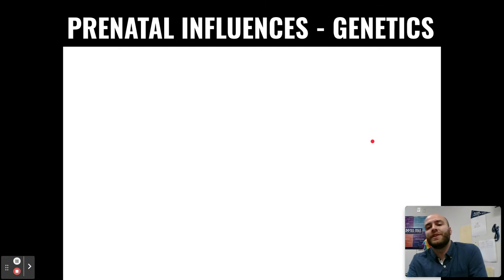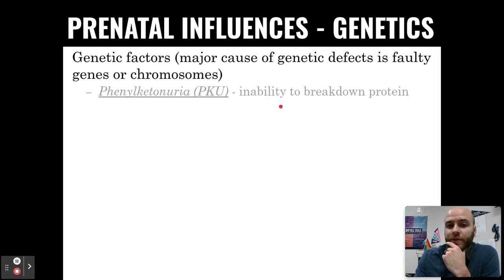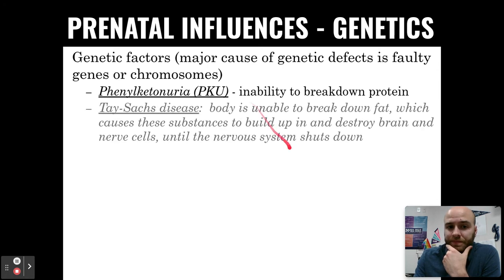So let's talk about some genetic and environmental influences on the prenatal fetus. First, genetic factors. These are a major cause of birth defects, and it's usually because of faulty genes or chromosomes. So you have PKU, which is a rare issue with babies that involves an inability to break down protein, which can cause some serious issues in terms of development, both mentally and physically.